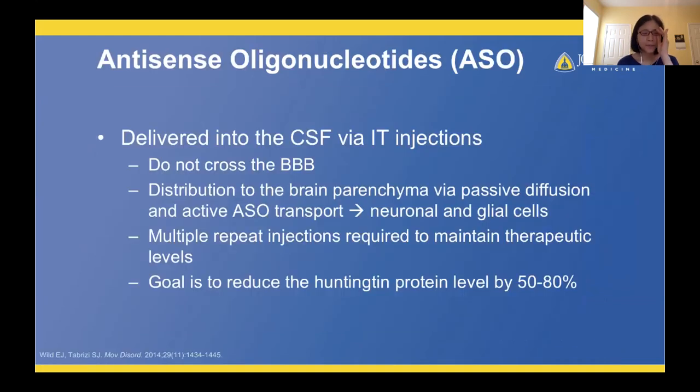So ASOs are delivered directly into the CSF via intrathecal injections. That's because they do not cross the blood-brain barrier, and the distribution of the drug to the brain parenchyma is through passive diffusion. So as you inject into the back, with the CSF transport, we are getting passive diffusion and also active ASO transport to the neuronal and glial cells. And with the ASOs, multiple repeat injections are required to maintain therapeutic levels. And just how often that needs to be is what's also being figured out in these clinical trials. And the goal with the current trials is to reduce the Huntington protein level by somewhere between 50 to 80%. What is the right percentage in order to lead to meaningful improvement? That's also what's under question.